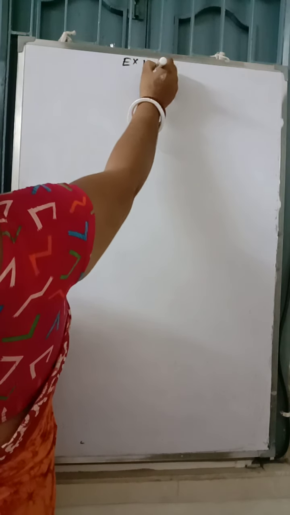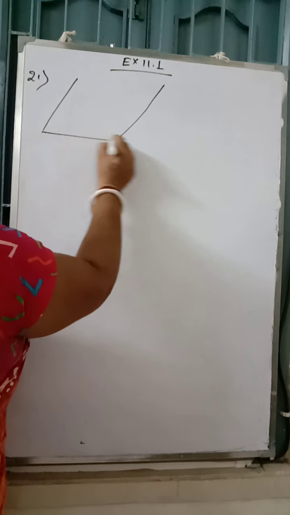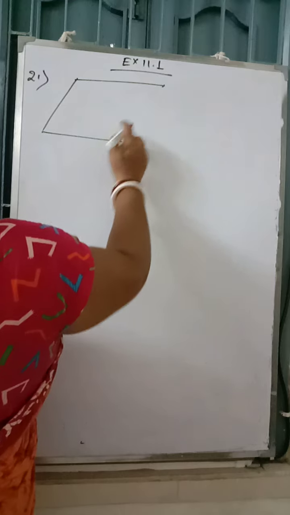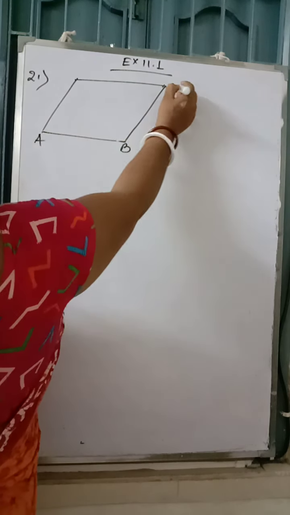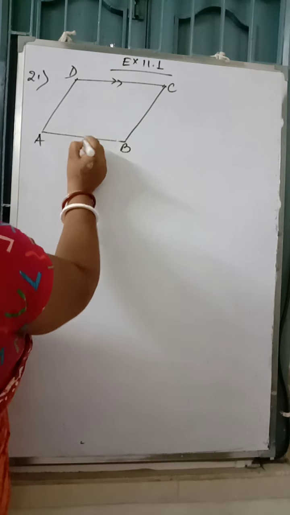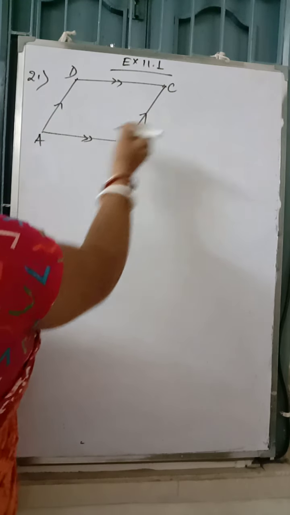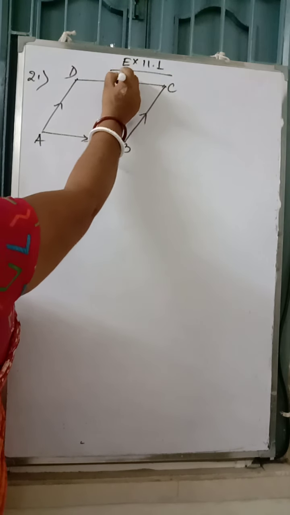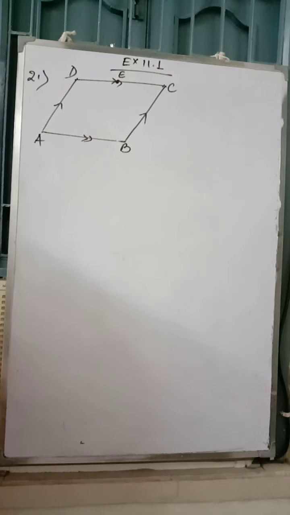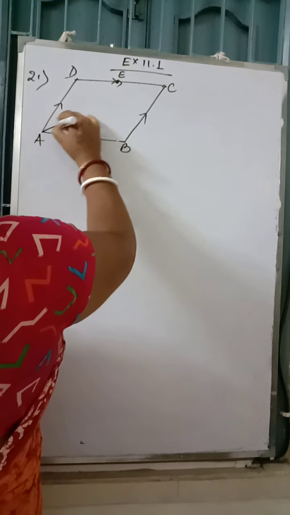Upcoming days. Look at question number 21. Here it says ABCD is a parallelogram, in which E is a midpoint of CD. And P is a point on AC, so AC is joined.